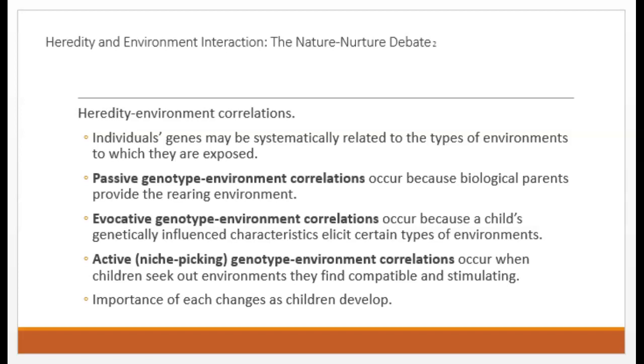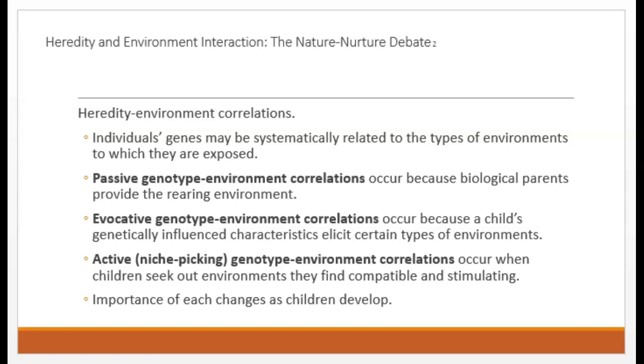Even with twin and adoptive studies, it's still hard to deal with the complexities of heredity-environment interactions. There are three ways that heredity and environment can be correlated. Passive genotype-environment correlations occur because biological parents provide the rearing environment. For example, a parent who is intelligent and loves to read might provide a lot of books to read and spend time reading with their child.